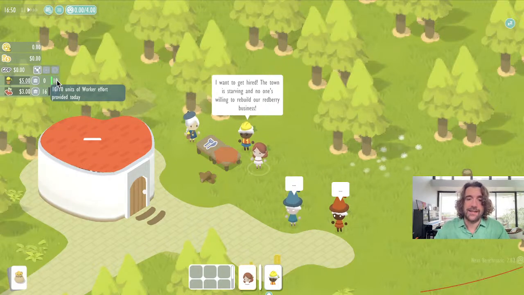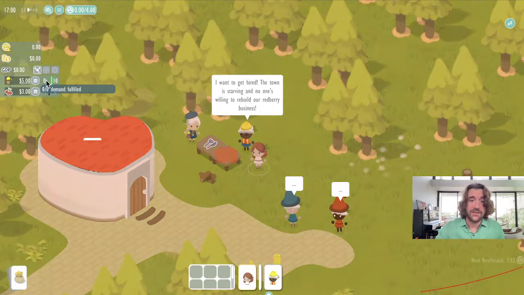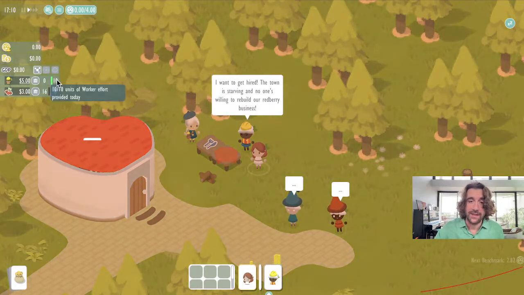That's the labor market, and that's the supply of worker effort. But there is nobody demanding the effort of this worker. There is nobody that is interested in hiring this worker. So you can see supply is 10, demand is 0.